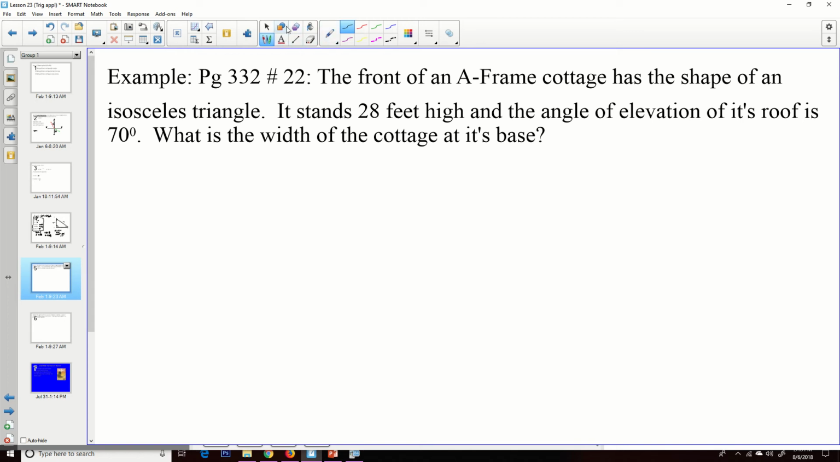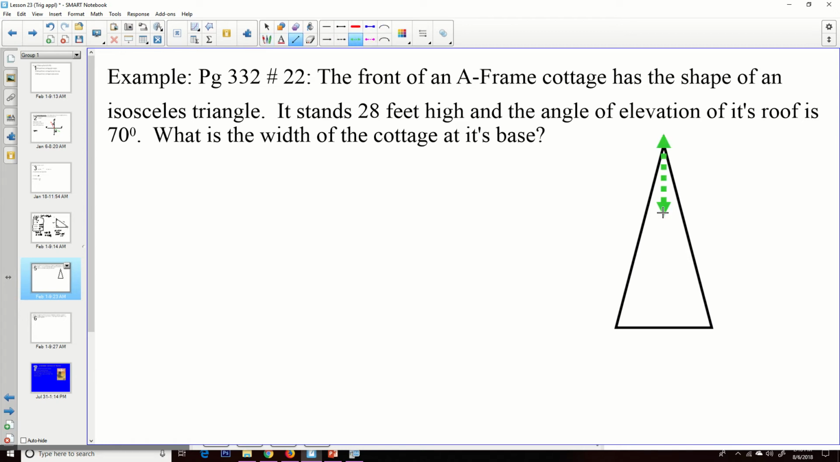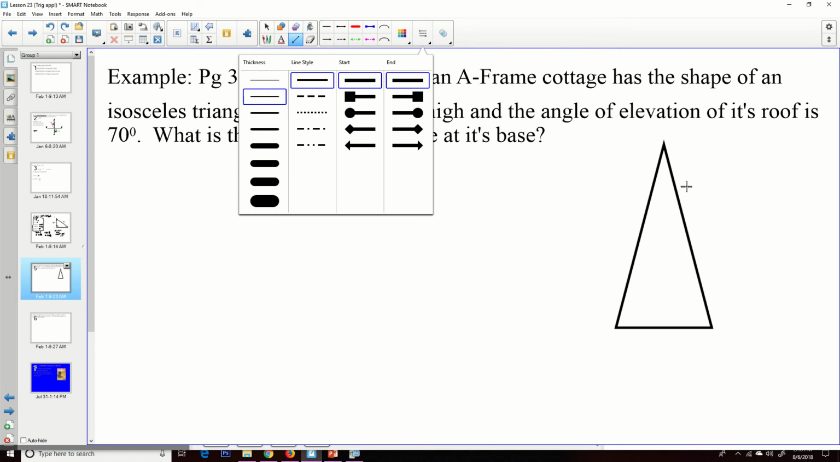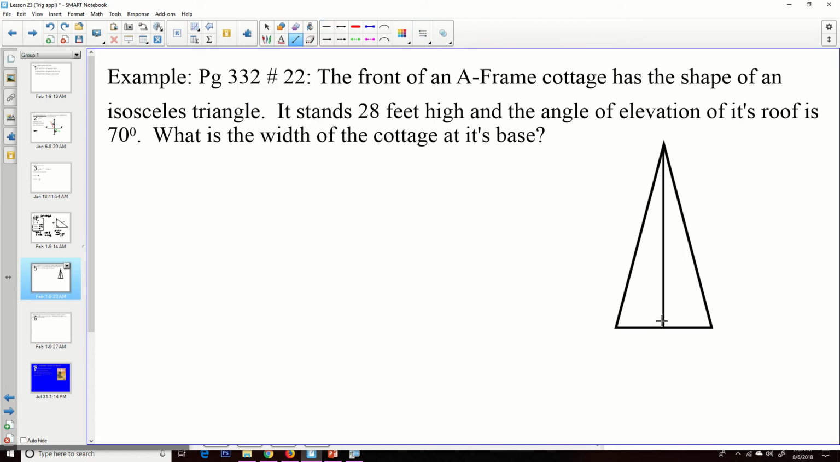Okay, well, we can draw that. We've got a nice isosceles triangle tool right here. Let's make a small line, like this. We could say that this is 28 feet, and that the angle of elevation, starting at horizontal and going up, is 70 degrees. They want to know this whole length right here. We'll call it big B for base.